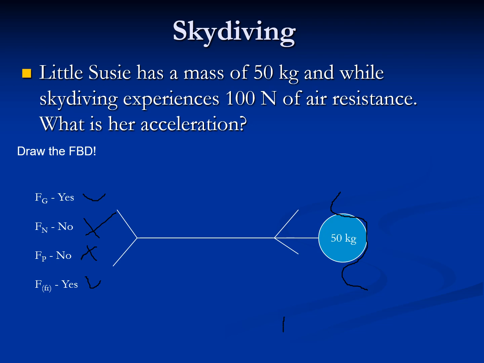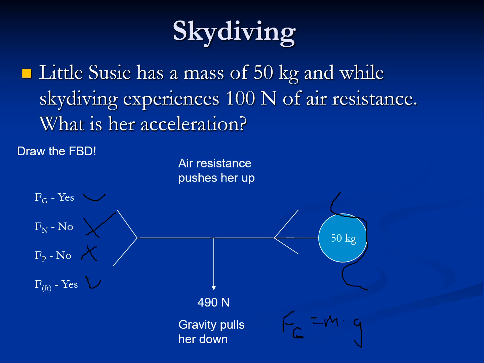I cannot stress this enough. Force of gravity will always equal mass times gravity. Always, always, always, always. 50 times negative 9.8, bam. Gravity pulls her down, but air resistance is friction. So if gravity's pulling her down, in this case, friction is going to be pushing her up. So air resistance is actually pushing her up.